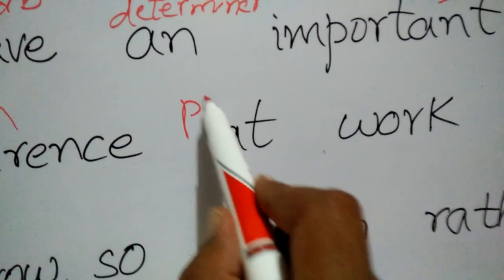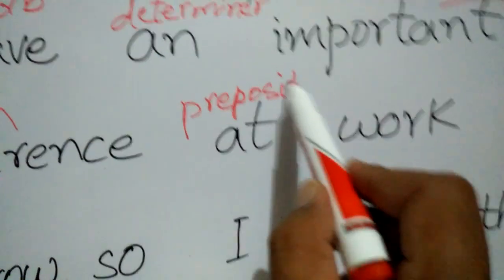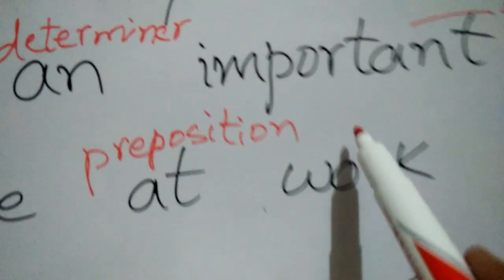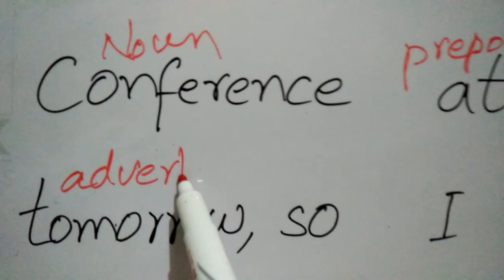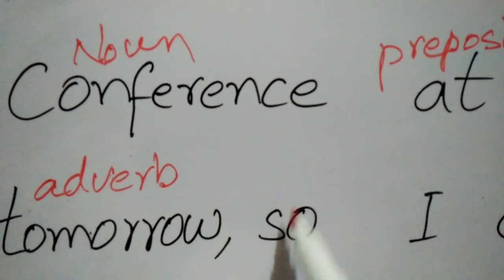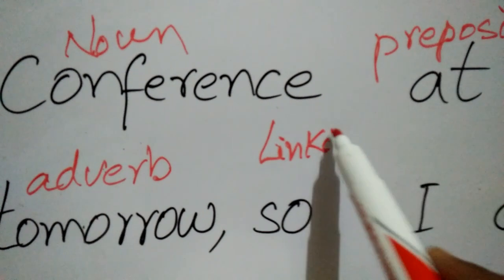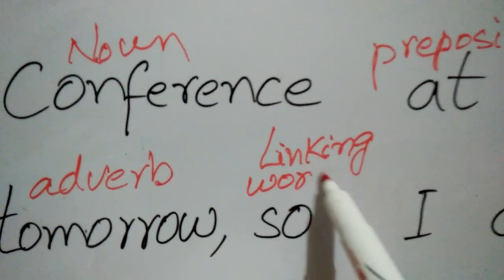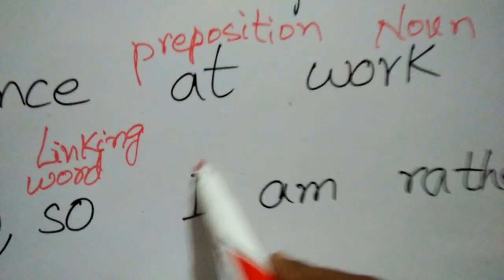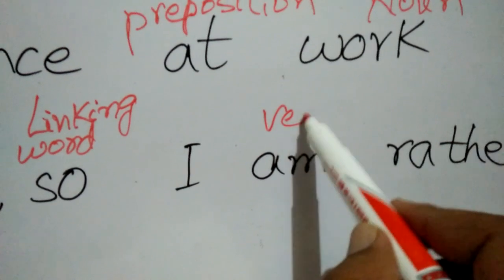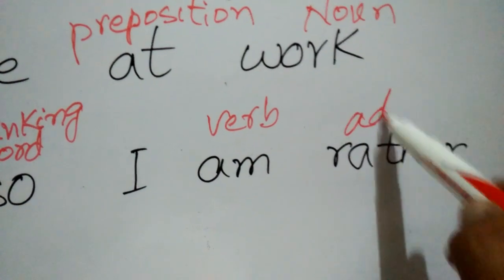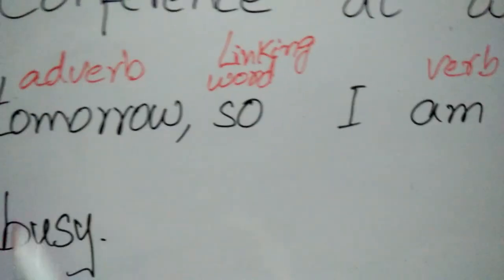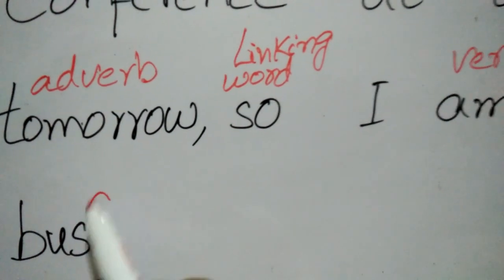At is a preposition. Next is work. Work is also a noun. Tomorrow is an adverb. So is a linking word. We may call it conjunction. I is pronoun. Am is a verb. Rather is an adverb. And next is busy. Busy is adjective.